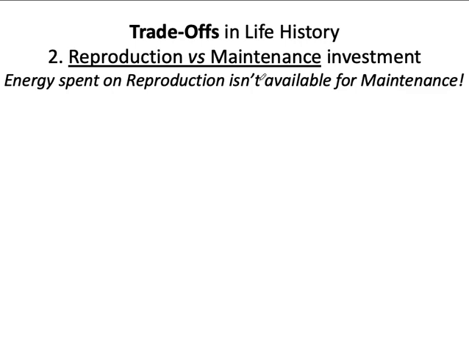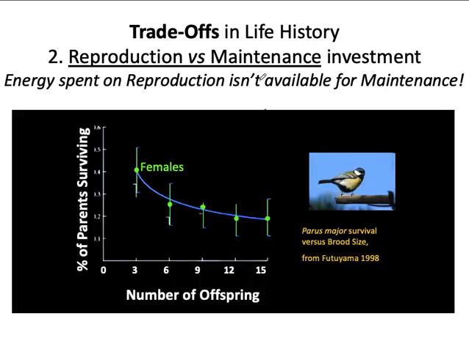And so if an individual or a species spends energy on reproduction, it's not available for maintenance. And so diverting more energy to reproduction typically means that that species or that individual will have a shorter lifespan. And so here's one example that we mentioned before in a bird species called Parus major, which looks at the relationship between the percent of parents surviving and the number of offspring.